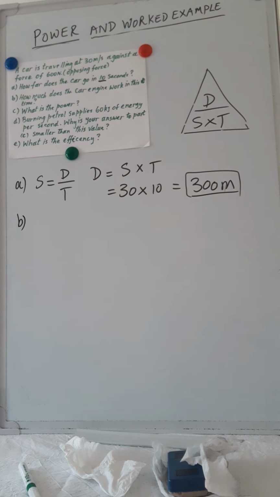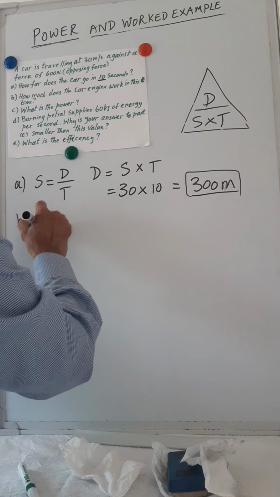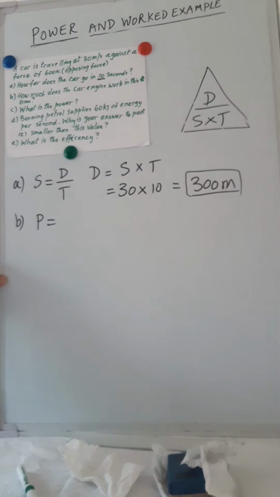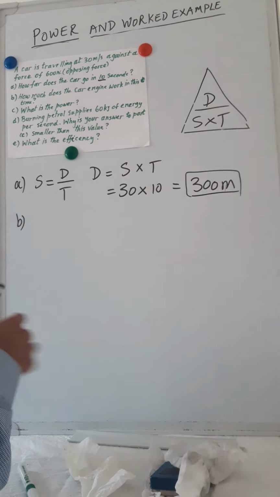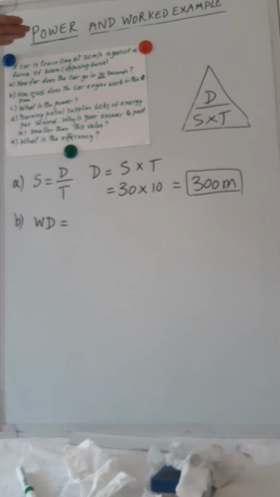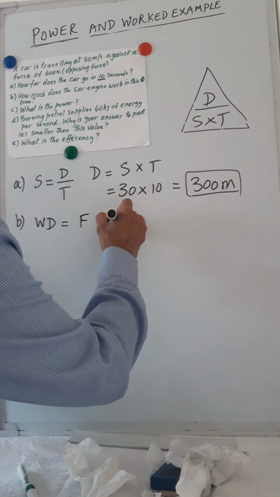Part B, what is his power? What is the power the car is developing? Remember, power equals work done divided by time. Before we find the power, we write down the work done by the car. How much work does the car do in moving this much distance against a force of 600 Newton? So work done, remember, is force multiplied by the distance.